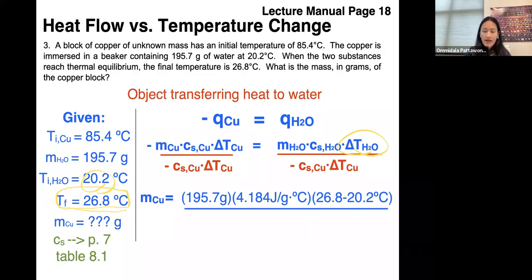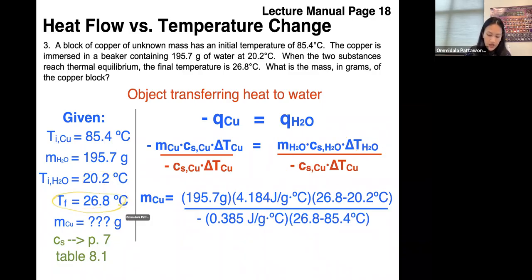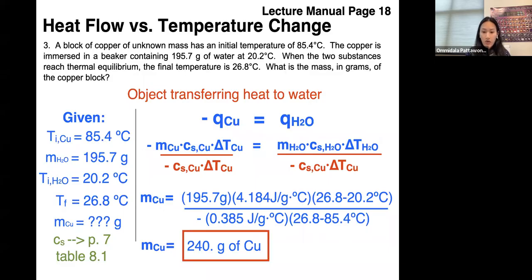And then divide by the specific heat of copper. Don't forget the negative sign, okay? And again, for copper, the final temperature is 26.8 degrees Celsius, but the initial temperature of copper is 85.4. So you need to do final minus initial, okay? So that's how you get delta T. If you do the math correctly, your mass of copper comes out to be 240 grams. And again, we are dealing with 4 significant figures. So, sorry, 3 sig figs.